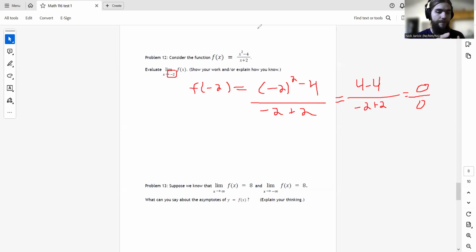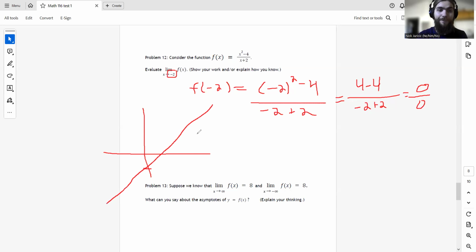What this could mean is a couple of things. It means maybe the limit exists, maybe it doesn't. But either way, we need to do more to find out whether it does or it doesn't, and what it is. So one option is that we could graph this function. And if you type this function into your calculator, what you will find is that it kind of looks linear. Just act like this is a straight line.